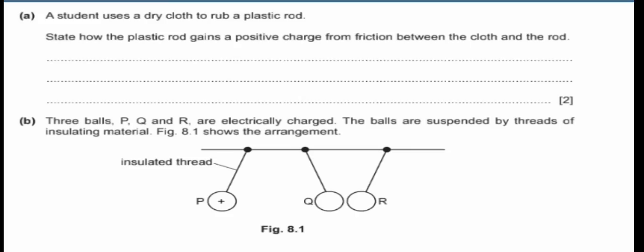The next question is coming from electricity, specifically static electricity. It is saying, a student uses a dry cloth to rub a plastic rod. State how the plastic rod gains a positive charge from friction between the cloth and the rod. In this case, they are just asking us how the electrons are going to move. You're going to find that electrons are going to move from the plastic rod to the dry cloth. So we can say electrons or negative charges move from the plastic rod to the dry cloth.